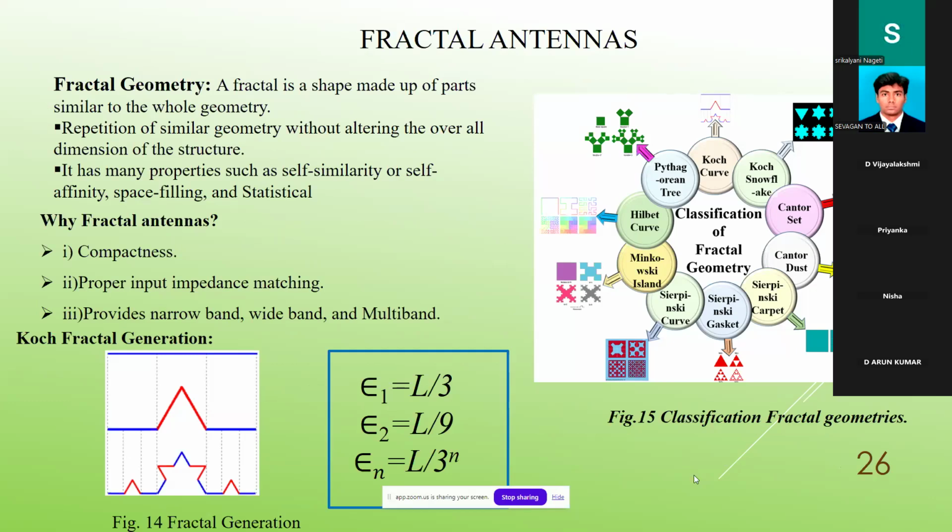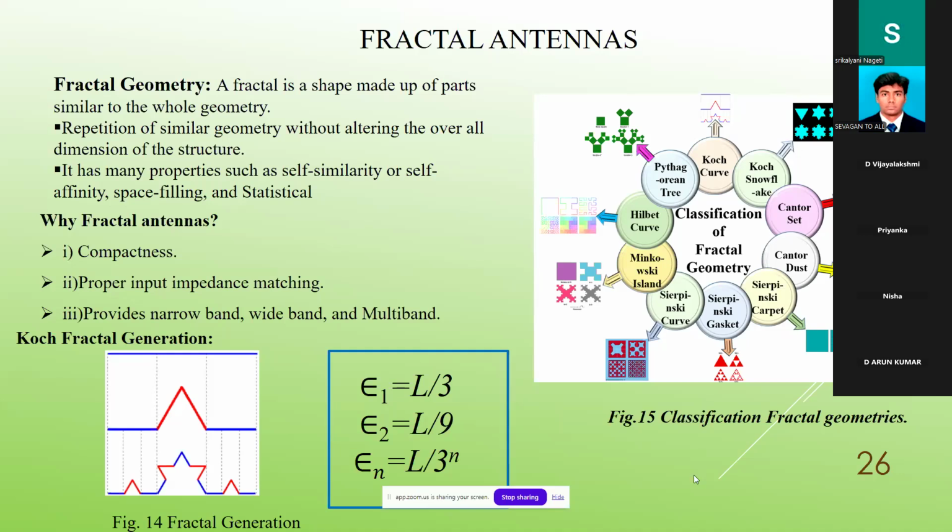Next comes the recent design using a fractal antenna. Before going for the fractal antenna, I should tell a little bit about fractal geometry. You might be knowing, a fractal is a shape made up of parts similar to the whole geometry. The same small part is distributed throughout the geometry. That is nothing but a fractal. For example, the structure of a hill top, a tree, or the leaf of any tree. Like that, we can physically realize a fractal geometry.